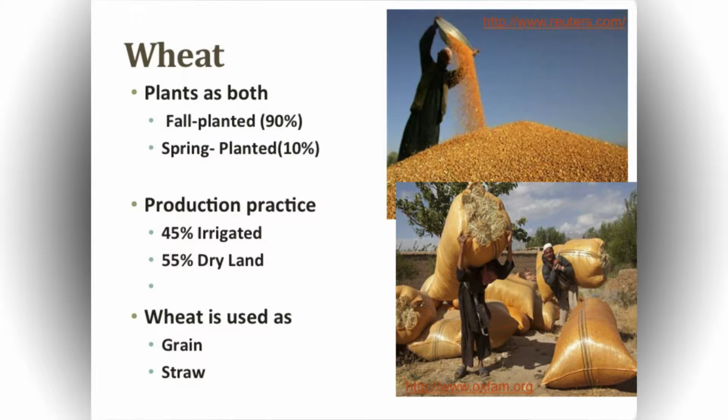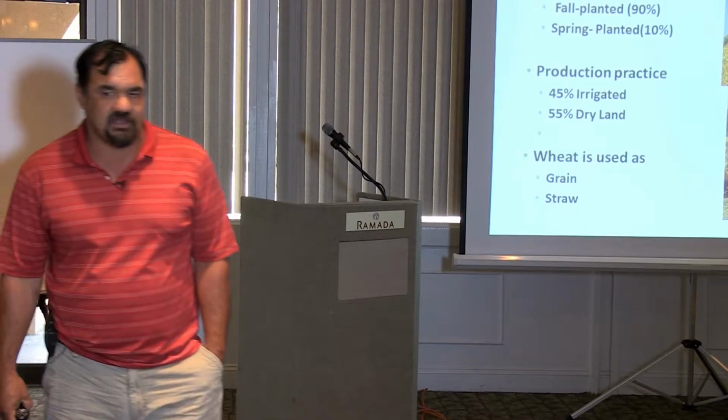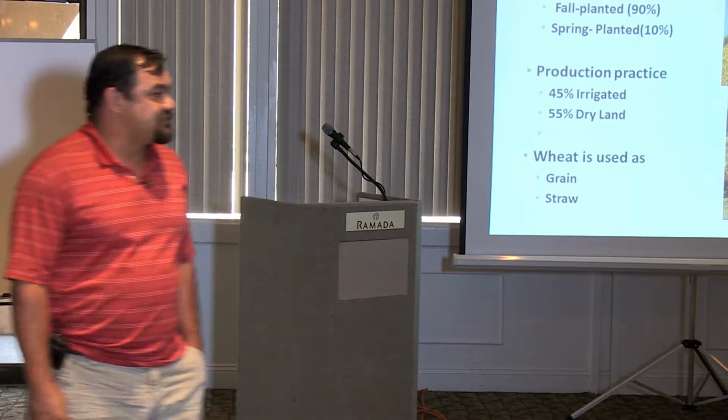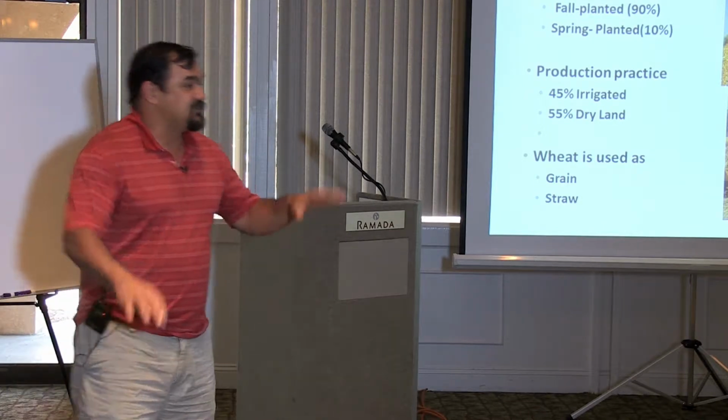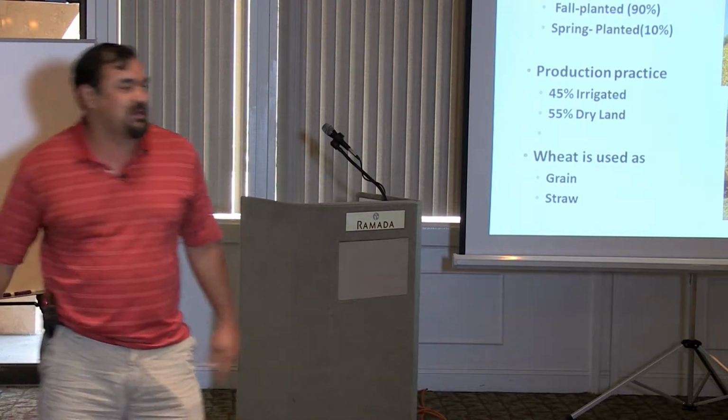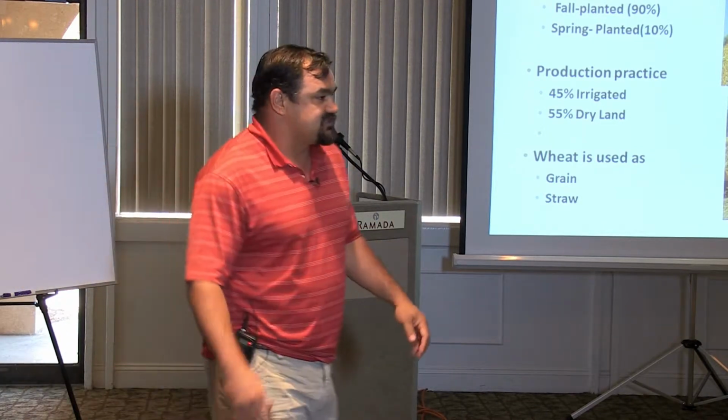So a couple background pieces of information for you to realize is that wheat is planted both as a fall planted and as a spring planted. Fall planted accounts for about 90% of the total acreage. Spring planted is about 10%. Just to give you an idea of what we're talking about, fall planted is what we would say in the United States is winter wheat.